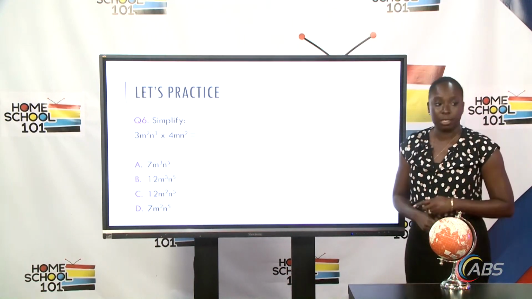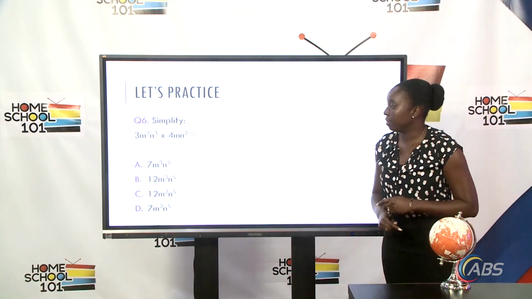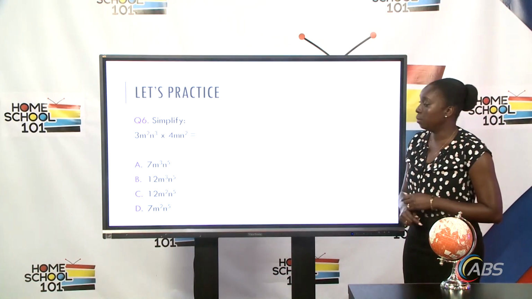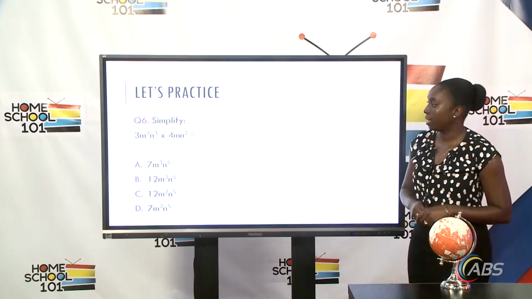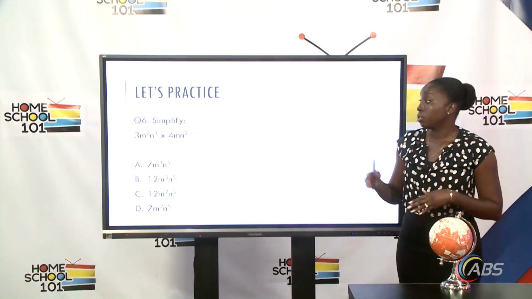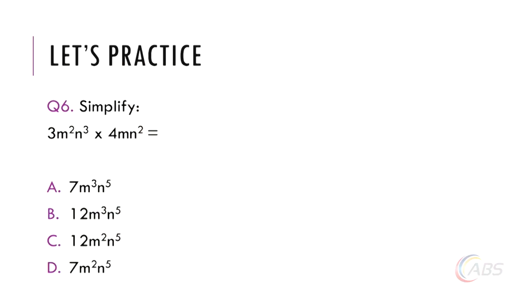Question 6. We're going to be simplifying. So here we're given 3m squared n cubed times 4mn squared, and we want to know what that's equal to. So remember, when we multiply and exponents are involved, we add powers, okay? Right, so I'll just rewrite the problem. 3m squared n cubed times 4mn squared.